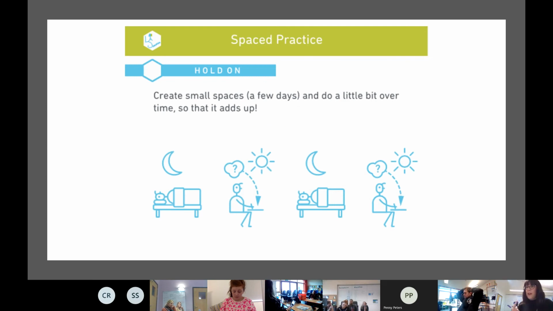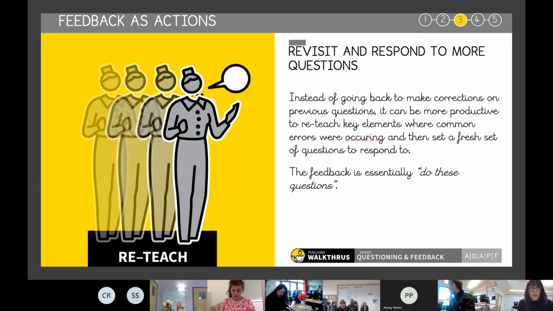And all this is feedback throughout, because if the children are talking to each other with that peer feedback, and we're talking to them, thinking carefully about the language, matching it, making it specific and positive, we're constantly feeding back. And for space practice, we have to create small spaces, a few days, and do a little bit over time so that it all adds up. That's why it's called space practice, because we're spacing out our practice as we're going along.